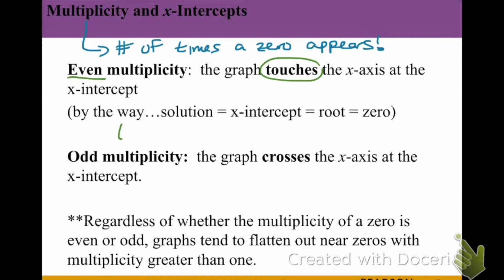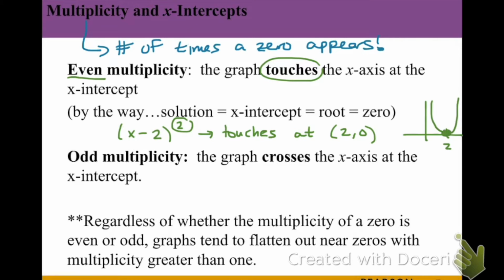If a factor has even multiplicity, then that means the graph is going to touch the x-axis at that x-intercept, kind of like how it does in a parabola. So for example, when we're talking about even multiplicity, well, in this case, if we take the polynomial x minus 2 squared, since it only appears 2 times, which is an even number, that means at x equal to 2 on the x-axis, it's going to touch the x-axis and just bounce right back.